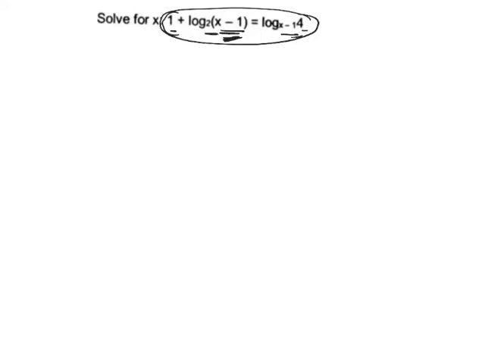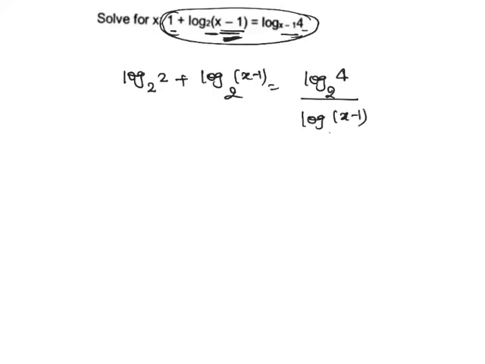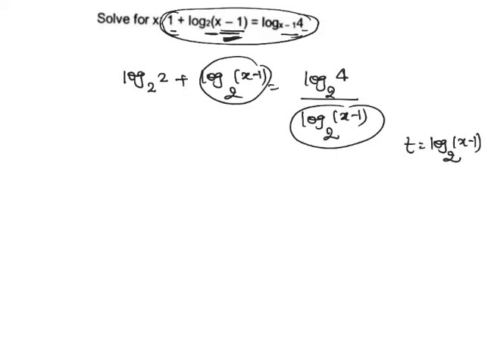Clear this one? So here we can change all the bases, converting into base 2. So 1 we can write as log base 2 of 2, plus log base 2 of (x minus 1) as it is, and this we can write as log base 2 of 4 divided by log base 2 of (x minus 1). This we can take as t. Correct? So t equals log base 2 of (x minus 1). So what will come in this one?